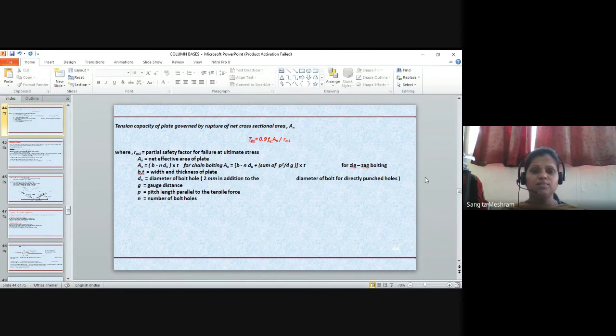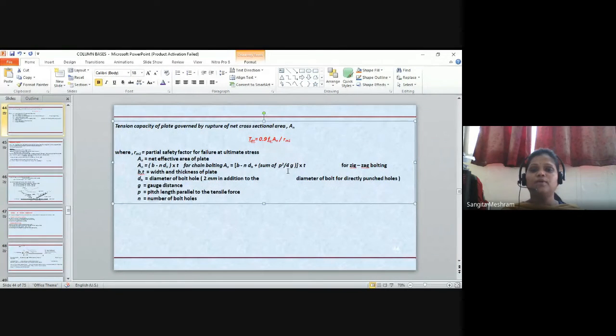And for chain bolting, the formula is different, given here. The first term is the same, B minus NDH. There is the addition of the sum of P square, मतलब pitch कितने वो यहाँ पे रहेंगे आपके upon 4G. It's 4 into gauge distance into thickness. So this is for zigzag bolting.